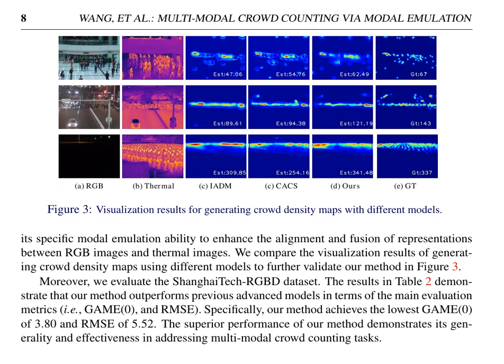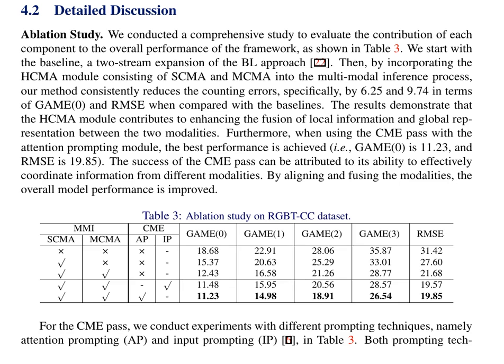A comprehensive ablation study is conducted to evaluate the contribution of each component to the overall performance of the framework. The results, shown in Table 3, indicate that the HCMA module, consisting of SCMA and MCMA, significantly reduces counting errors, specifically by 6.25 and 9.74 in terms of GAME 0 and RMSE, respectively, when compared to the baselines. The incorporation of the CME pass with the attention prompting module yields the best performance, with a GAME 0 of 11.23 and RMSE of 19.85.